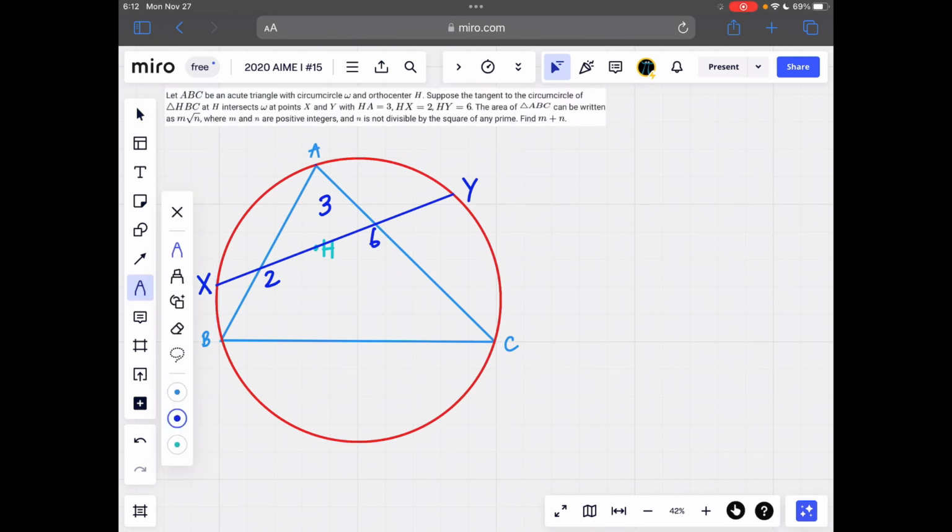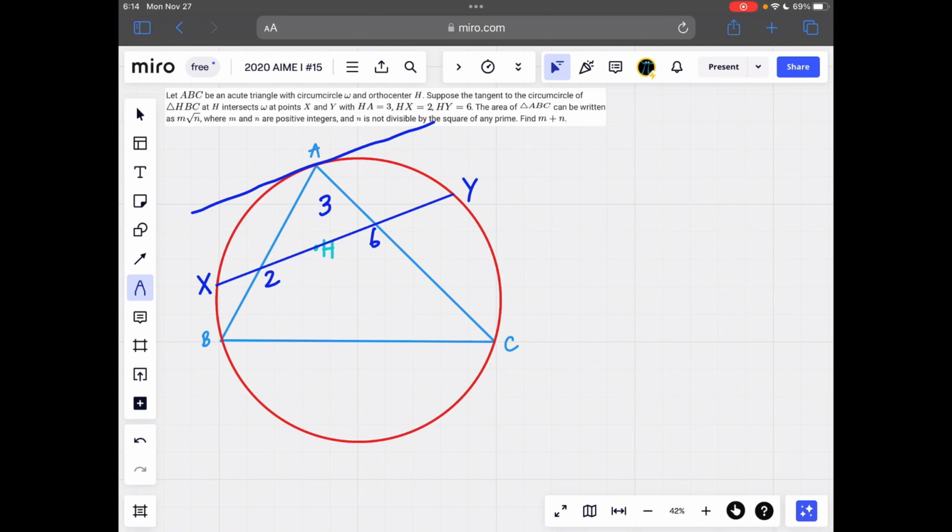Then the tangent to the circumcircle of HBC at H, since we moved it up, H will get moved to point A, and the tangent at H to the circumcircle of HBC will become the tangent at A to the circumcircle of ABC. So let's draw that in. This is the tangent to the circumcircle of ABC at A. It's parallel to XY, which was the tangent to the circumcircle of HBC at H.